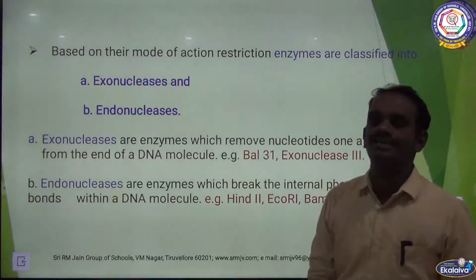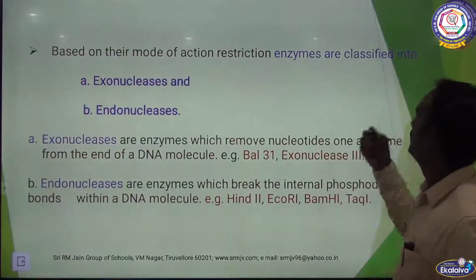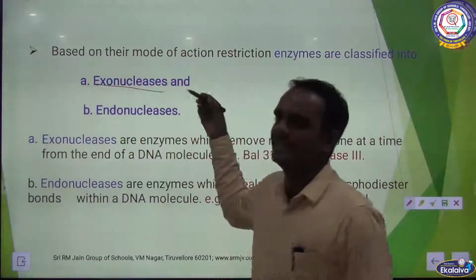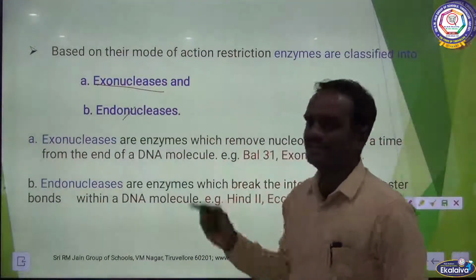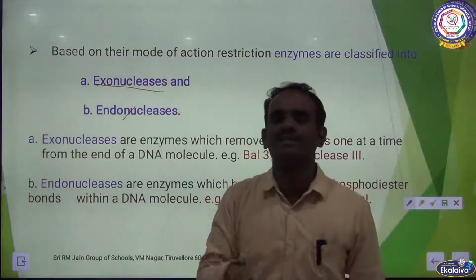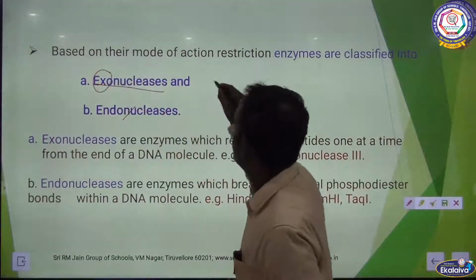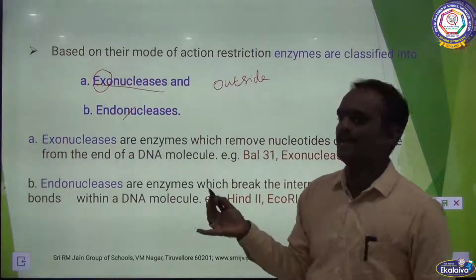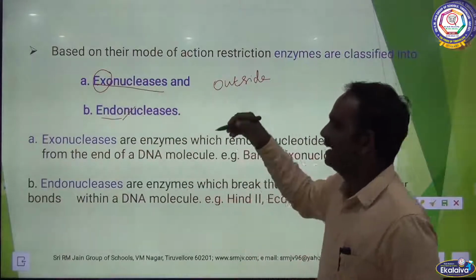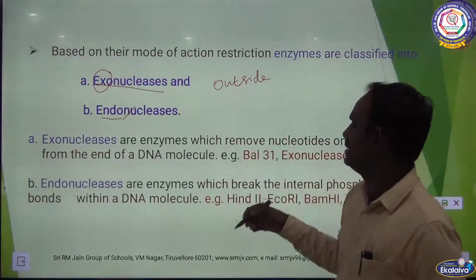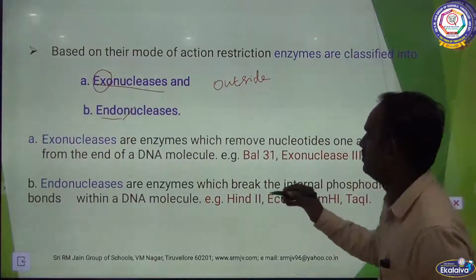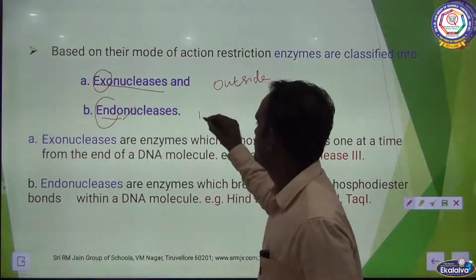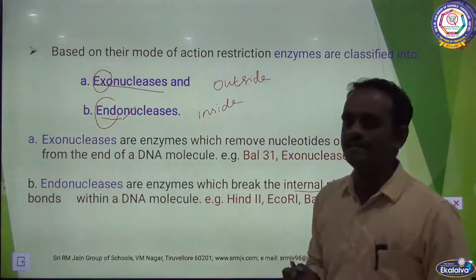Based on the mode of action, the restriction enzymes are classified into two: exonuclease and endonuclease. From the name itself you can easily understand the concept. Exo means outside, it acts outside. Endonuclease cleaves the DNA into small pieces. It breaks the internal phosphodiester bond, that is called endo. Endo means inside. Can you get my point, children?